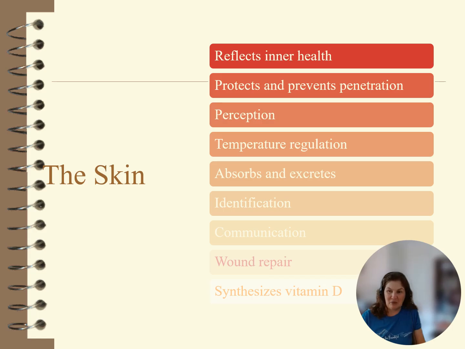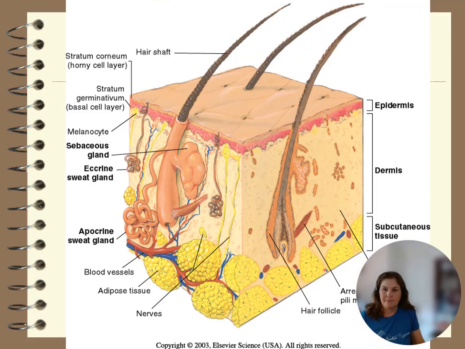Communication. Blushing can be a signal of emotional state. Wound repair. It allows cell replacement of surface wounds. Synthesizing vitamin D. The surface of the skin is where UV light converts cholesterol into vitamin D. Okay, you'll need to know these different levels, especially when you start talking about burns.